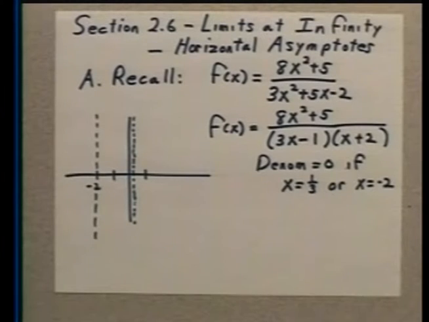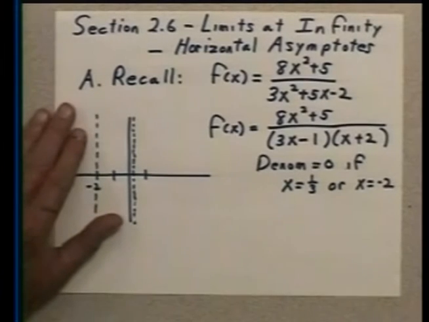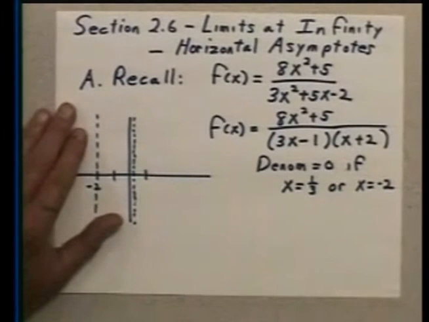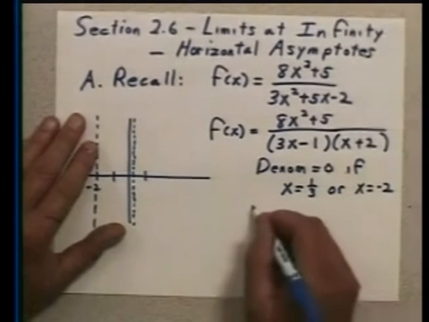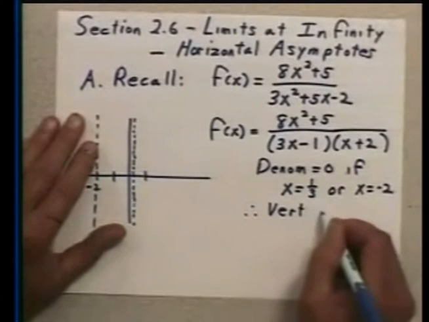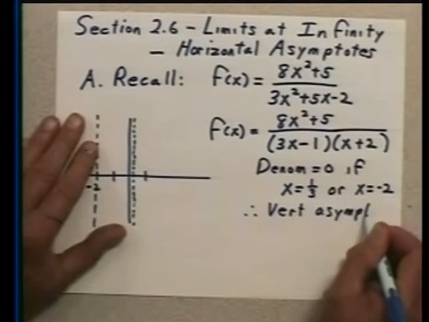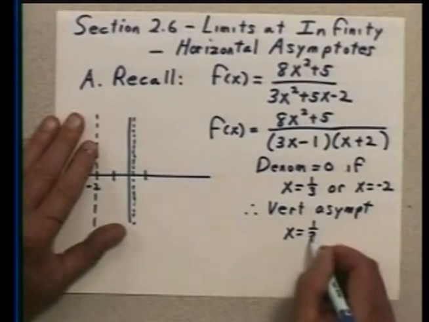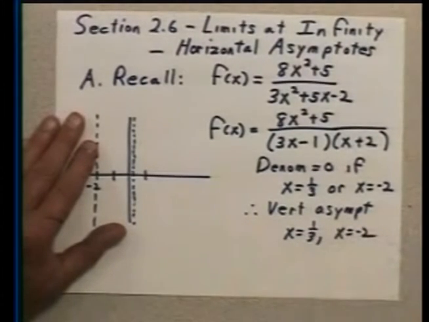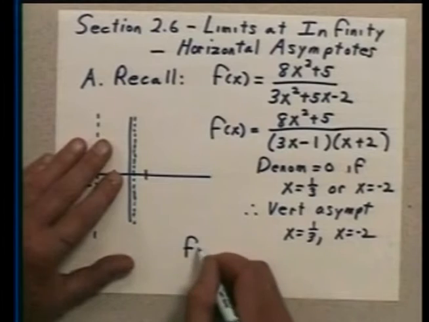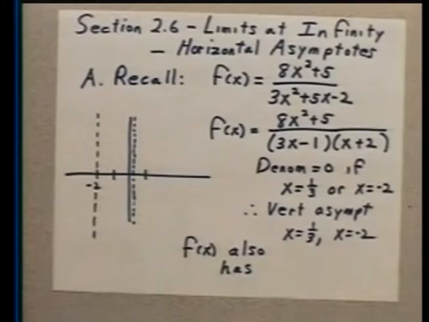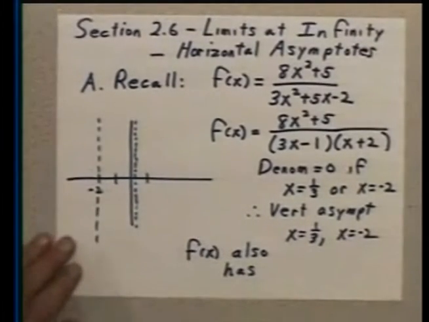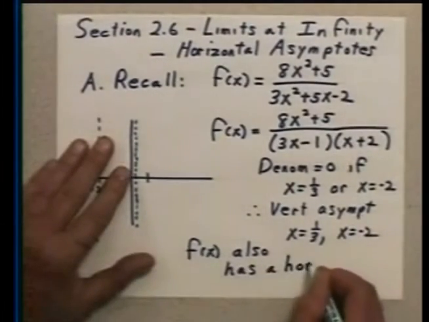But that's part of the recall. The other part of the recall is this has another kind of asymptote too. What kind? See, vertical asymptotes, x equals 1/3, x equals -2, okay? f of x also has what? Do you remember when we reviewed that? Yeah, a horizontal asymptote.